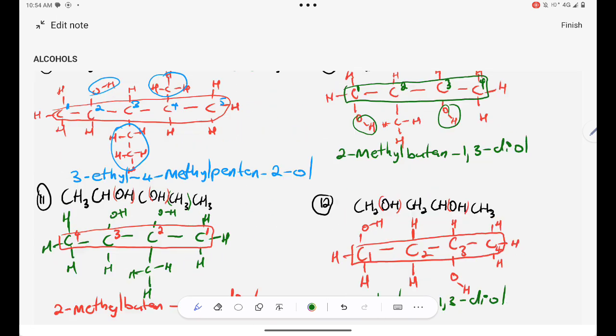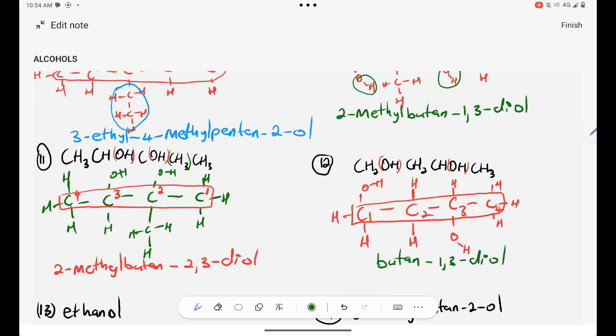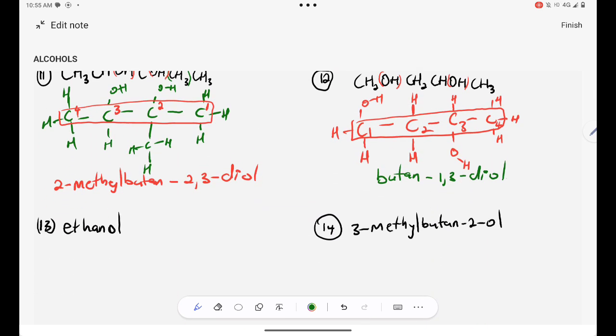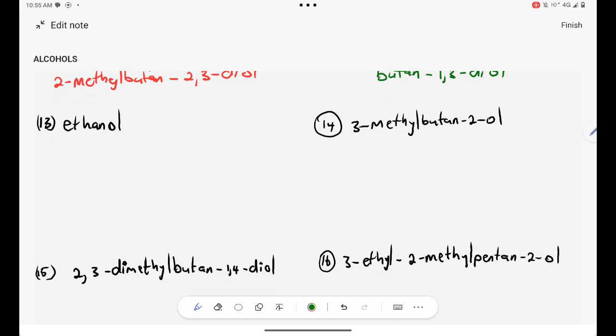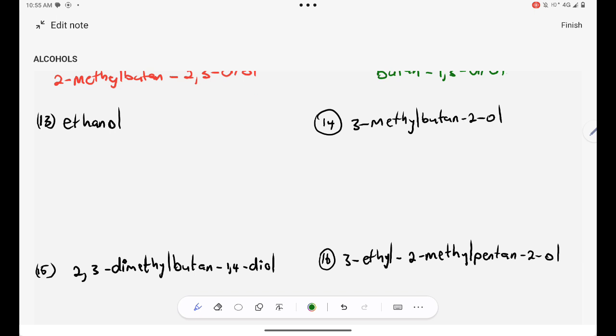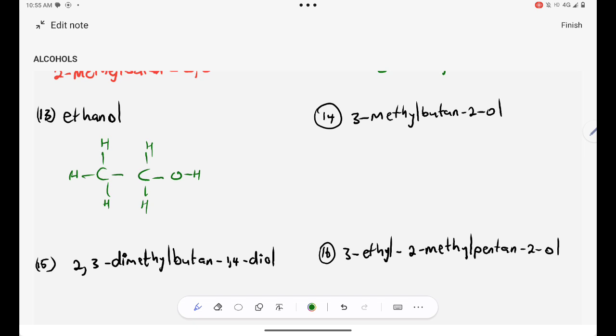Okay, for these ones, guys, I was given the condensed formulas, and then I was supposed to draw the structure and write down the IUPAC name. But now I'm given the IUPAC name. All I have to do is just draw the structural formula. I have ethanol. It simply means I have two carbons. So this will be my alcohol over there. That will be ethanol.